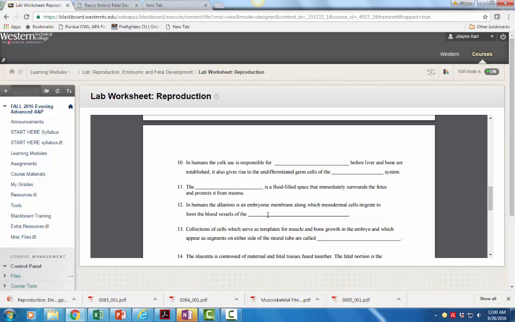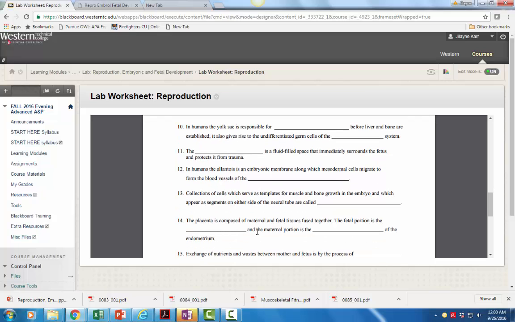So looking at number 10, the yolk sac is responsible for making red and white blood cells. It also gives rise to the undifferentiated germ cells of the reproductive system. The amnion is the fluid-filled space around the fetus. And the allantois is that structure that will eventually form the blood vessels of the umbilical cord.